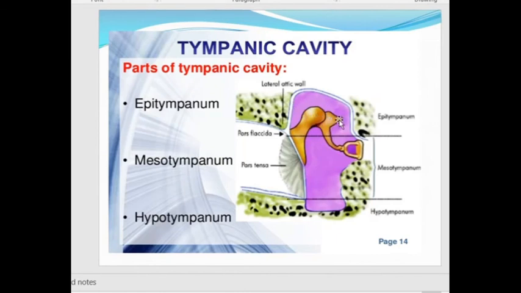Two processes come out from the body of the incus. One is the short process which is responsible for fixation of the incus into the attic region, and the longer process which descends down to articulate with the stapes through its head.